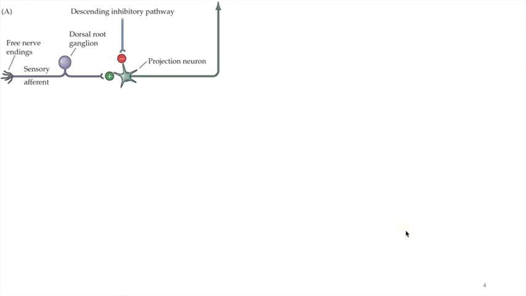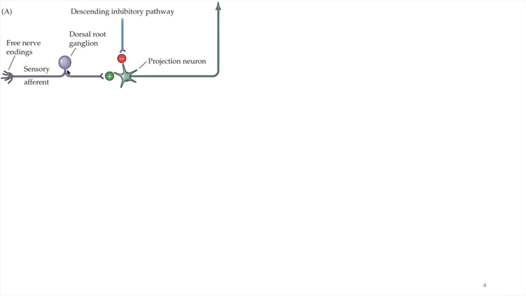So the descending pain pathway is going to have several different kinds of circuits within it. They're all going to involve a sensory afferent, right? The dorsal root ganglion is where all of the cell bodies of sensory afferent neurons are found.